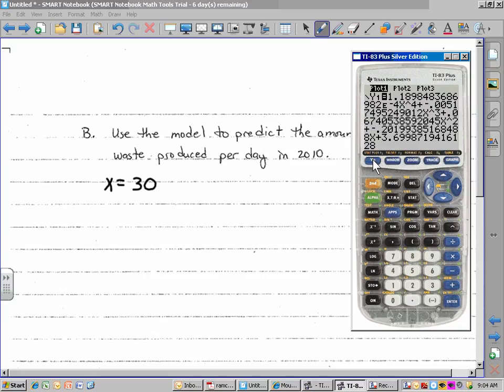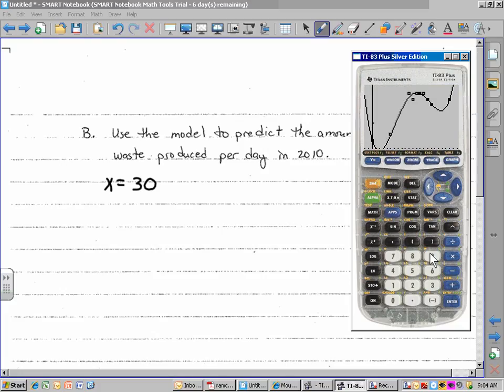Okay, once we have this in here, we're going to hit zoom 9 and see how this data fits. And it fits very well. Okay, so we want to predict when x is 30. Second trace. We want an x value. Number 1, x equal to 30. And we get an error. That's good. That's okay. Error is not a bad thing. So let's quit.